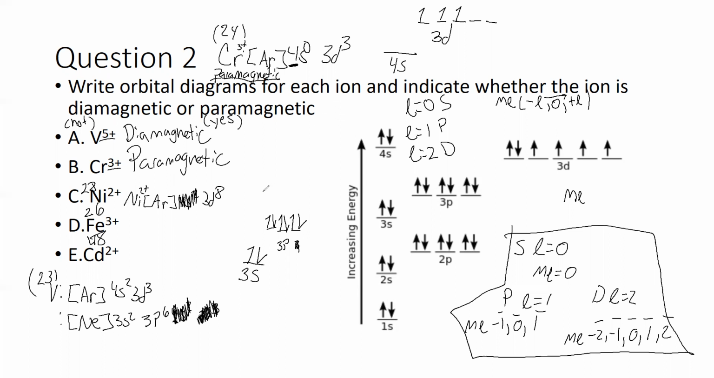So the d orbital has 5 spots, right? So 1, 2, 3, 4, 5. And we put in 8 electrons. 1, 2, 3, 4, 5, 6, 7, 8. We still have 2 unpaired electrons. So that would make it magnetic. So it's paramagnetic. Let me erase some of this nonsense.